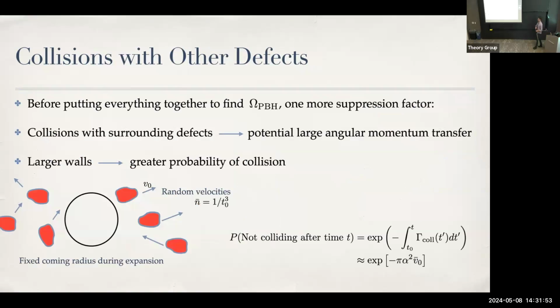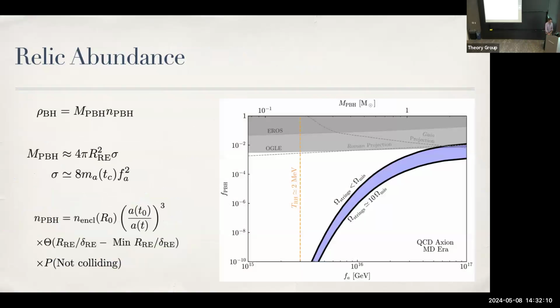For lack of time, I won't go into this, but maybe Lian, we can talk afterwards. But this is exactly, I think, what you were asking about, colliding with other defects. And yes, it does hurt you to some extent. It depends on how big you are, because the bigger you are, the more you'll expand, the greater your probability of colliding with another defect, and that can hurt you. We tack that probability of colliding onto the number density of walls that actually form PBHs, so that is taken into account.